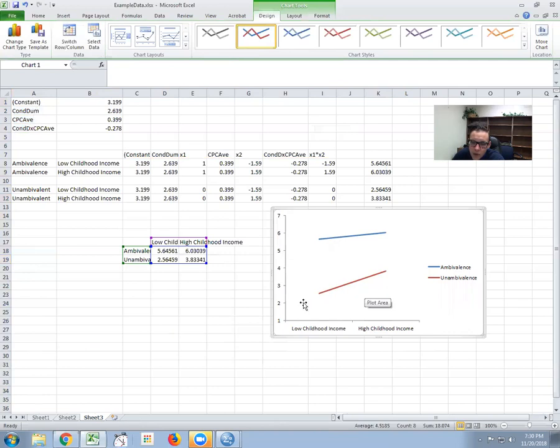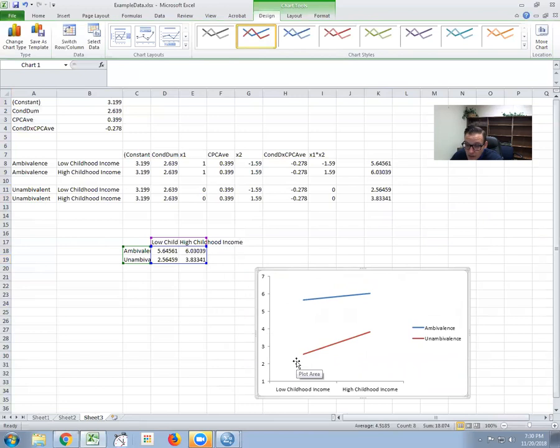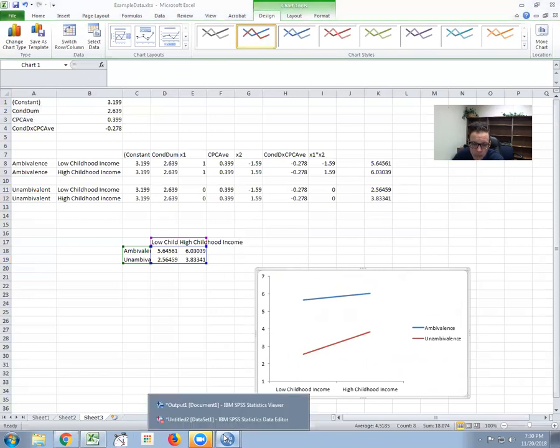But as we move from low childhood income to high childhood income, those in the unambivalence condition grew more ambivalent. Whereas people in the ambivalent condition, this line is still slightly positive, but it's nowhere near as positive as this one. So then what we'd probably find is that the simple slope of childhood income predicting subjective ambivalence would be significant in the unambivalence condition. So let's go look.